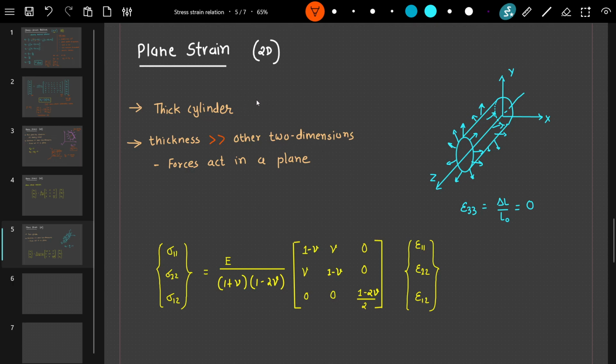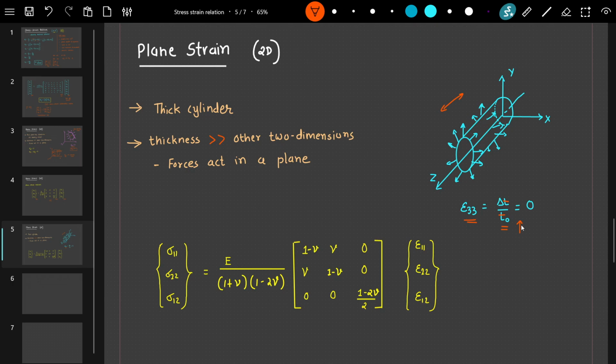So for example, thick cylinders, and in this also the forces act in a plane. This is the condition. So when we say this thickness direction is very large, the thickness direction strain epsilon 33, which is equal to, let's say, delta t by t0, the change in thickness dimension divided by original thickness. So when we say delta t by t0, it becomes 0, because we are assuming that the thickness dimension, that t0, is very large.